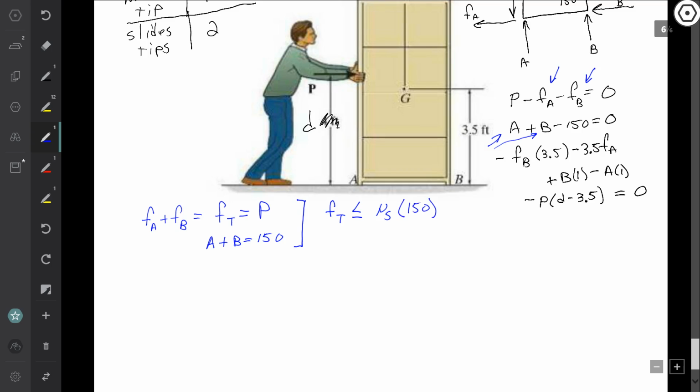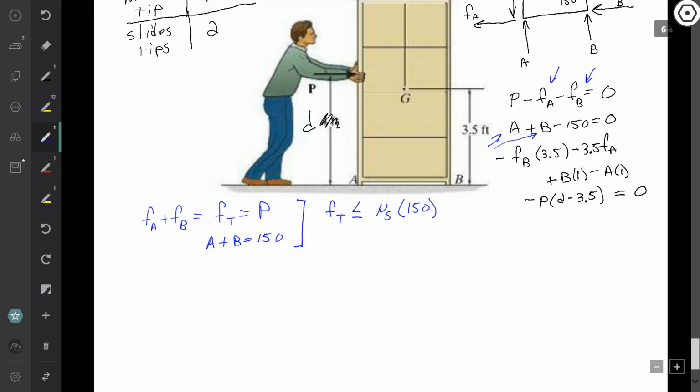In other words, I don't know how much is under B and I don't know how much is under A, but together the total amount has to be less than the static friction times the total values. Okay, so what I can do then is check my assumption. I want to know, is this true?